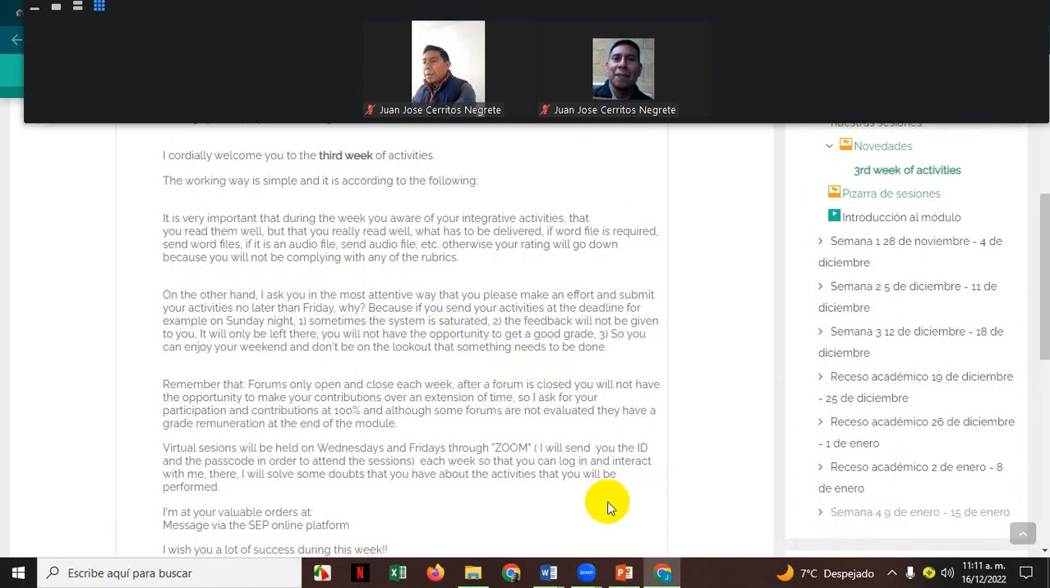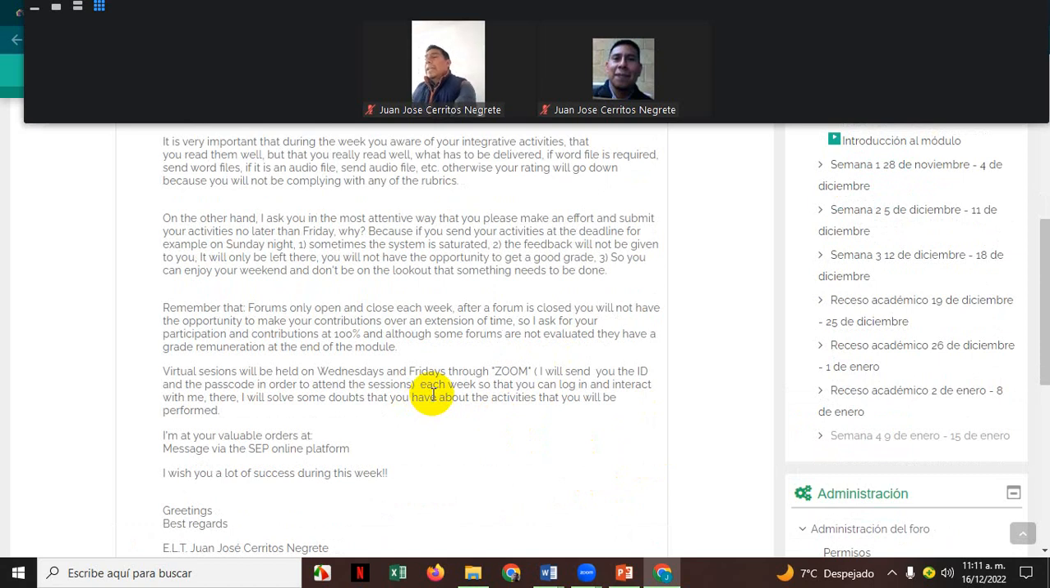The next part is the forum. Remember that forums only open and close each week. After a forum is closed, you will not have the opportunity to make your contribution over an extension of time. So I ask you for your participation and contribution at 100%. And although some forums are not evaluated, they have a great remuneration at the end of the module.